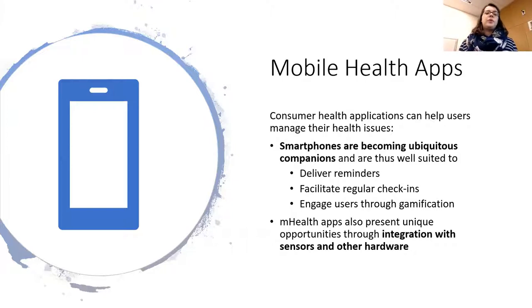But also, mobile apps can integrate with sensors. Smartphones, of course, have some sensors built in, like accelerometers, GPS tracking, that kind of stuff. And they also connect to other devices, like wearables, as I mentioned, that may have additional information for us.